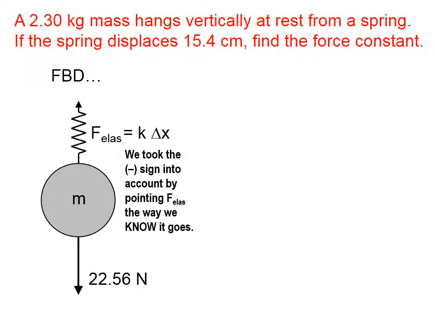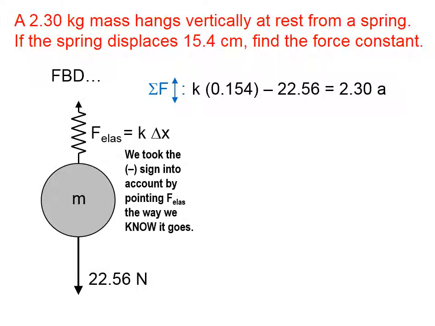Now, in the equation for Hooke's law, there is often a negative sign in front of the k. We've taken that into account by putting the force of the spring in the direction that we know it goes. We know it holds the mass up, so now we're not going to worry about the negative sign. So let's write a Newton's second law equation in this up and down direction. I'm going to choose up to be positive.